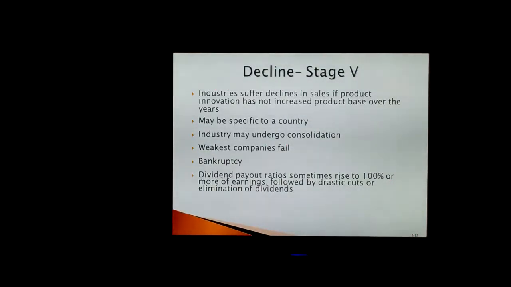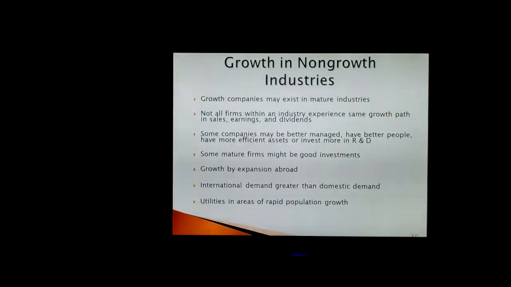Okay, decline stage: the industry suffers a decline in sales of its product. Innovation has not increased the product base over the years. May be specific to a country. The industry may undergo consolidation. Weakest companies fail. Bankruptcy. Dividend payout ratios sometimes rise to 100% or more of earnings, followed by drastic cuts. A company rarely does this now, though. It might just say, all right, we're going to liquidate and pay out everything in dividends. That usually doesn't happen, depending on the structure of the company.